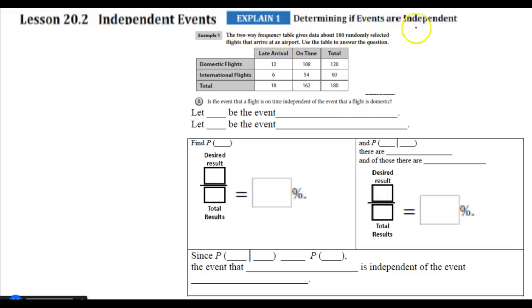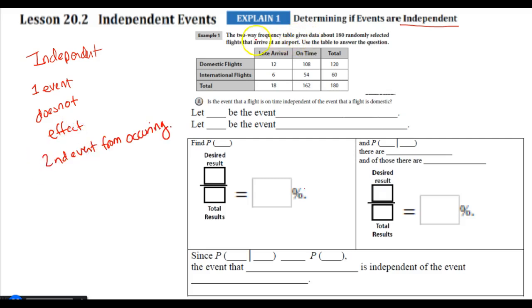So just so you know, for independent events, we're going to figure out numerically how to determine if two events are independent. But usually a rule of thumb to think about when two events are independent: they're independent if one event does not affect the second event.